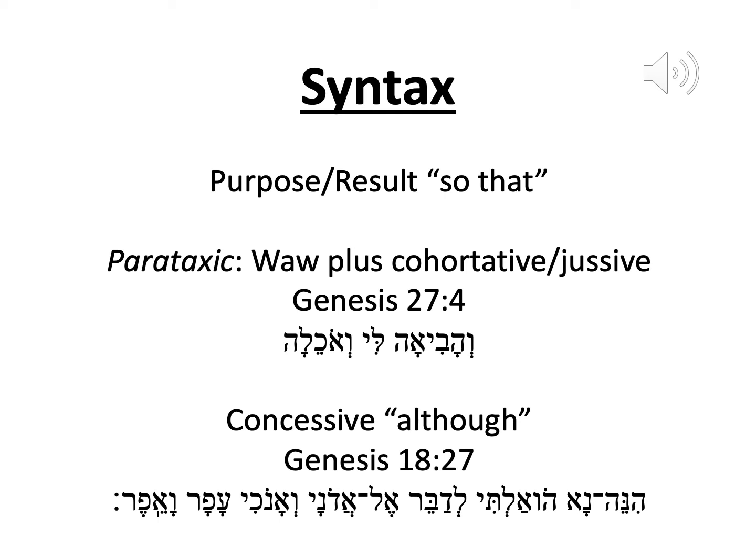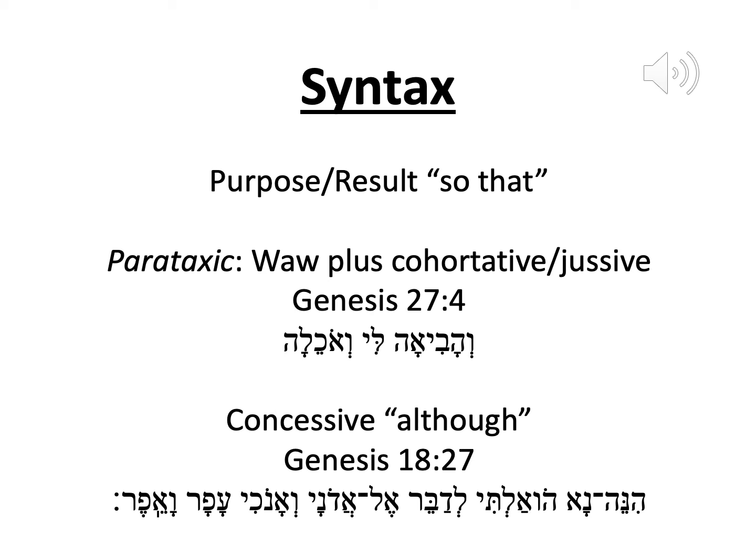So this is a result. Isaac will eat of the food that Esau brings to him. Occasionally, though, it's not a result. It's actually despite or although the previous circumstance has taken place, which is the case in Genesis chapter 18, verse 27, where we are told about the word that is coming to Abraham about the destruction of Sodom and Gomorrah.